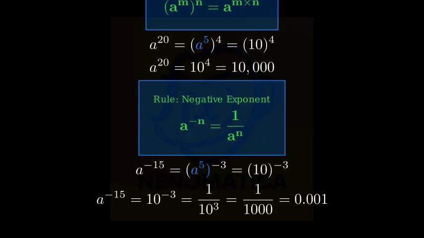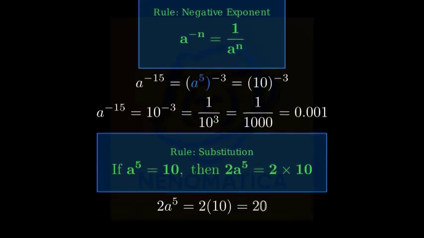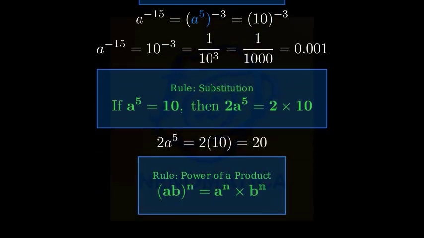For the third part, we need to find the value of 2 times a to the power of 5. Since we already know that a to the power of 5 equals 10, we can simply substitute this value. 2 times a to the power of 5 equals 2 times 10, which equals 20. Finally, let's solve the fourth part, 2a in parentheses raised to the power of 5. When we have a product raised to a power, we raise each factor to that power and then multiply.